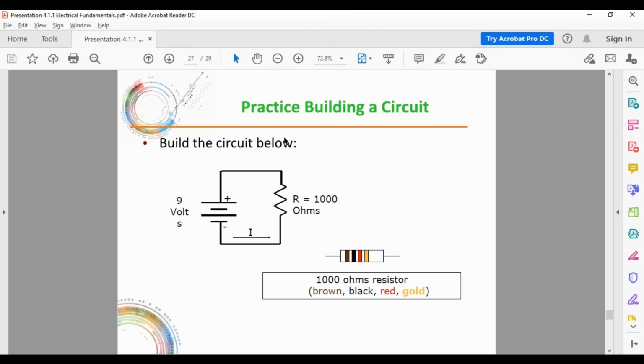Okay, so this is just a simple circuit. Here is your battery. The negative end is here, so the charge is going to flow from the negative end down through the resistor and then across back over to the positive end. This is a 9-volt battery, and the resistor is 1,000 ohms. So we know the answer. It's 1,000 ohms.